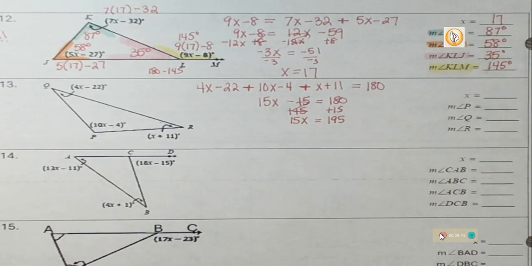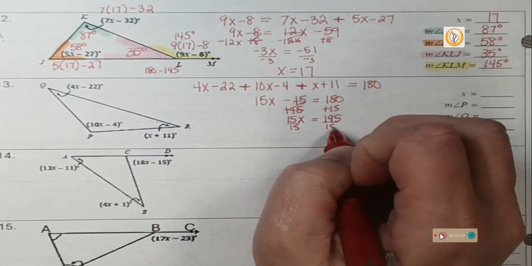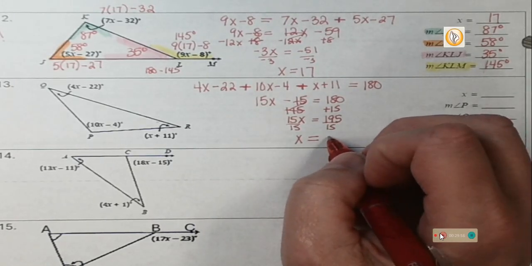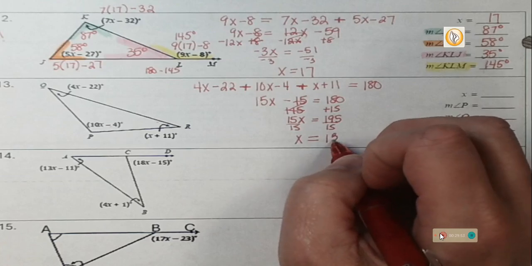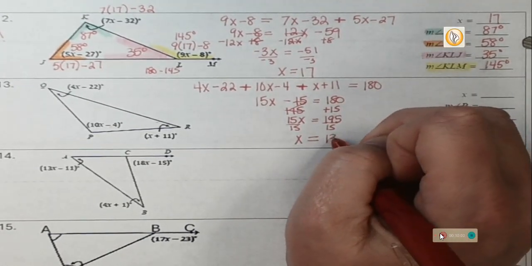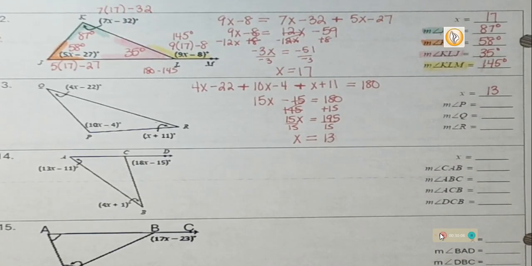Now, I have 15 times x. How do I undo times 15? Divide. So now help me out. Remember, you're checking my work. What do you get when you do 195 divided by 15? My friend's telling me 13. I trust, but you verify, because what's going to happen to us if our x is wrong? When we plug in a wrong number, we're going to get a whole bunch of wrong answers.